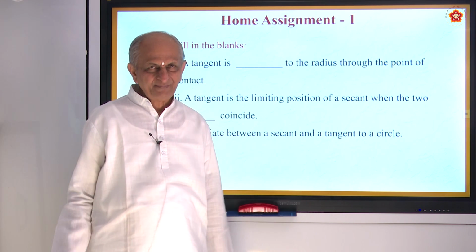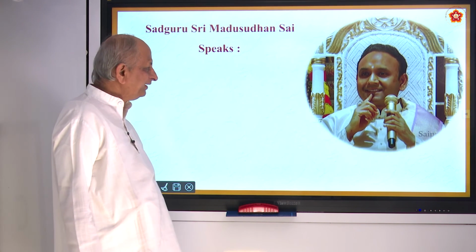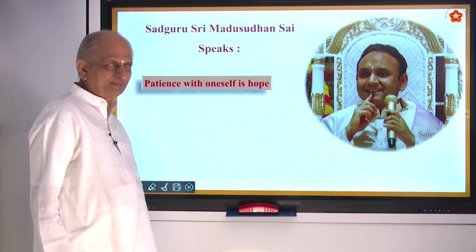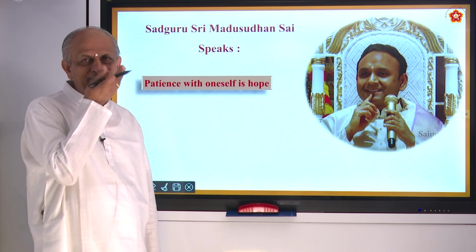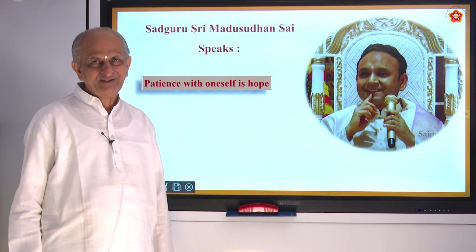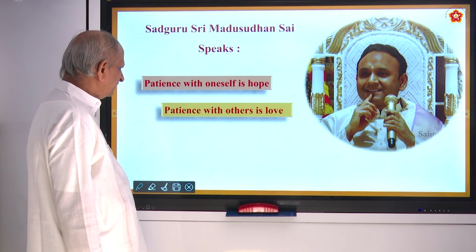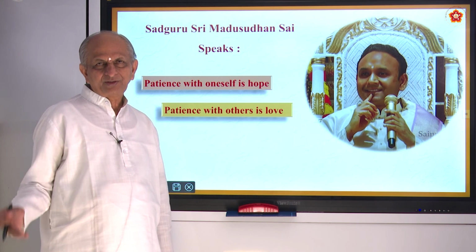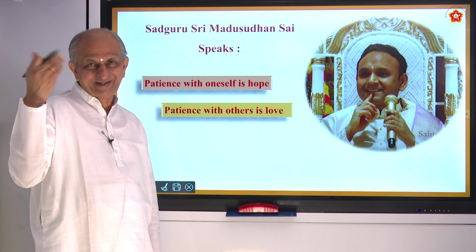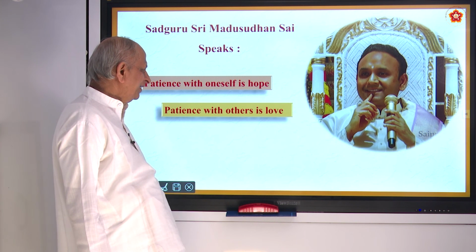Come prepared. Now before we close, we will see what Bhagavan says. Sadguru Madhusudan Sai speaks: Patience with oneself is hope. So if you have patience in yourself, whatever may come, sometimes good will happen, sometimes difficulties and challenges will come, but that is called hope. And patience with others is love. So what does love do? Love gives and forgives, self gets and forgets.